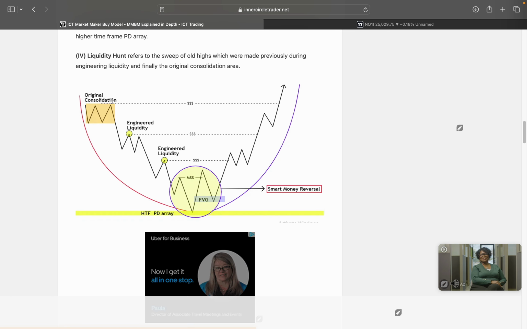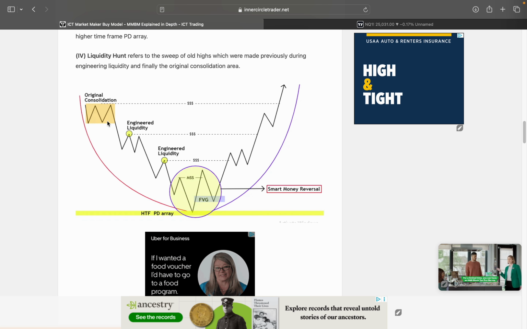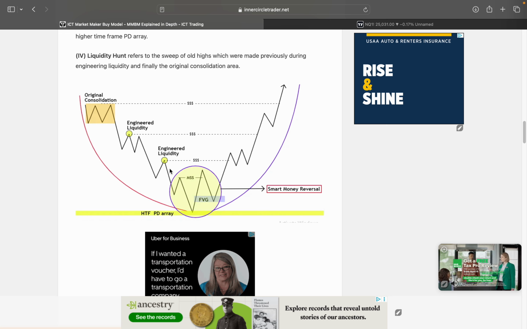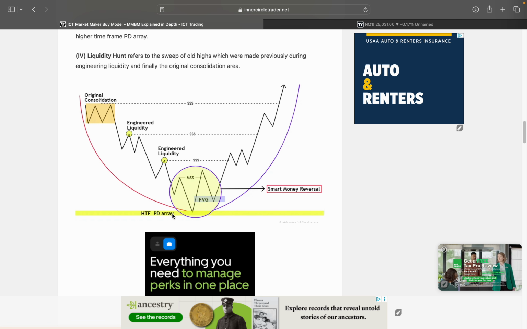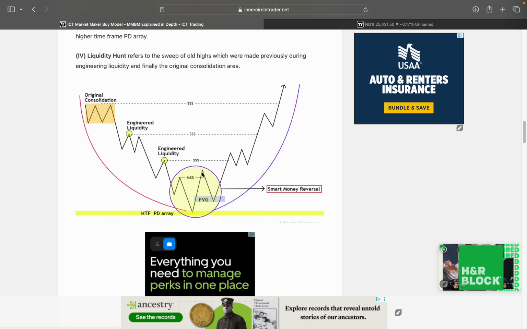The whole process with the market maker is we have the original consolidation up here. We have price coming down, creating engineered liquidity, and tapping into a higher time frame PD array. Then we look for the reversal: break of structure or market structure shift, inverse fair value gap, and then we're taking profit at these highs, right?